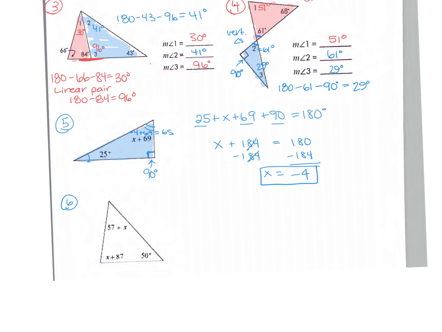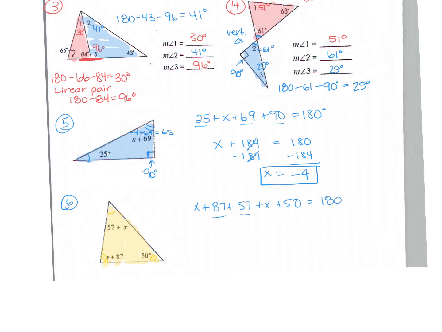Let's take a look at the bottom triangle. This bottom triangle, I again know that all three of these angles total 180 degrees. So my strategy is going to be to add all three of these angles together and set them equal to 180 degrees. So let's do that. Let's take my x plus 87 plus my 57 plus x plus my 50, and let's add them all up and set them equal to 180 degrees.